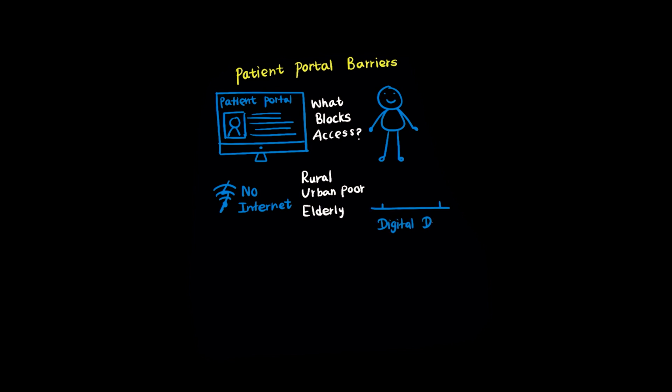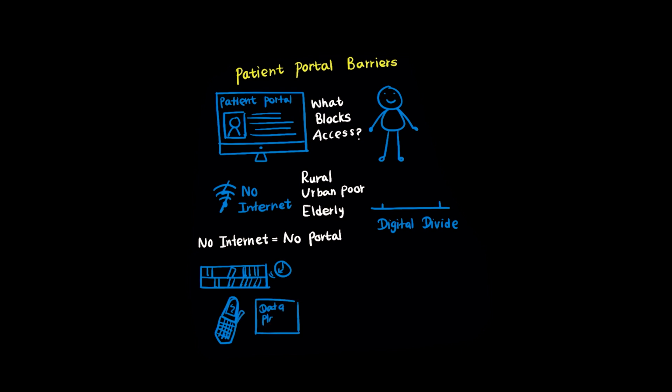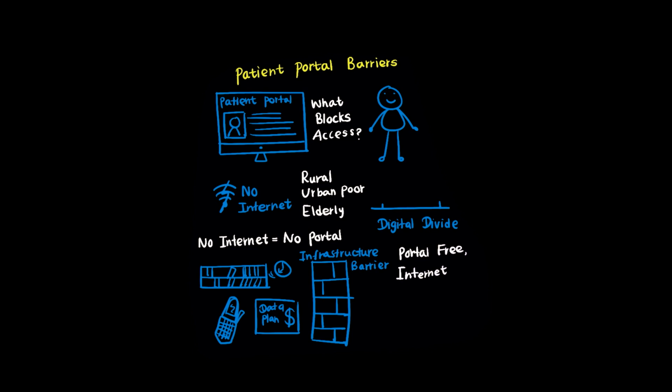Rural communities with no broadband, urban poor with no home internet, elderly on fixed incomes who can't afford data plans. You can have the world's best patient portal, but if someone only has internet at the library, they can't check test results at home. If they have a flip phone, they can't use the mobile app. If their only internet is expensive cellular data, they won't download imaging results. This isn't about preference or skills, it's about access. The portal might be free, but internet isn't.